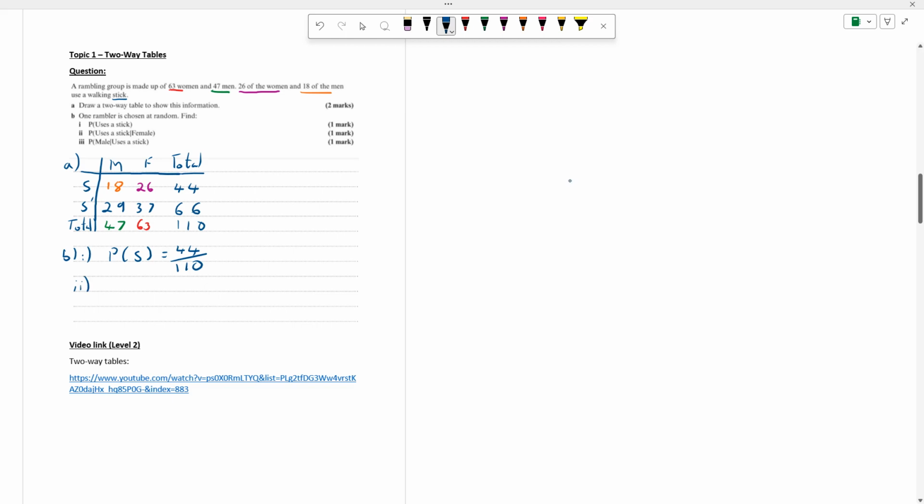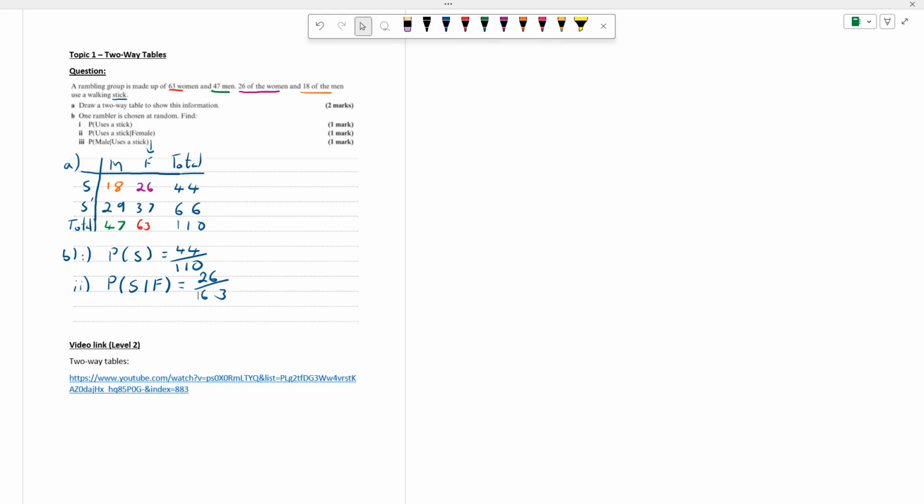Now the next 2 are the given formulas, so our conditional formulas. The first one is they use a stick given that they're female. So if I go to the female column, I'm only looking at this column here. So I'm going to isolate everything. I'm only going to look at these numbers here, which means my total is going to be out of 63. And then we need to think about what goes on the top, and that's how many people use a walking stick. So that's going to be 26 goes by here.